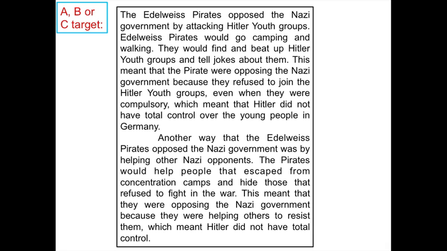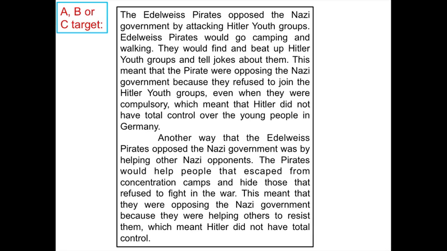Another way that the Edelweiss Pirates opposed the Nazi government was by helping other Nazi opponents. The pirates would help people that escaped from concentration camps and hide those that refused to fight in the war. This meant that they were opposing the Nazi government because they were helping others to resist them, which meant Hitler did not have total control.